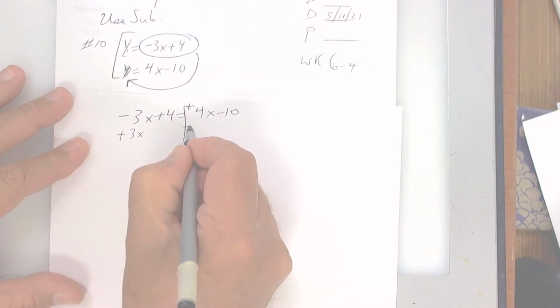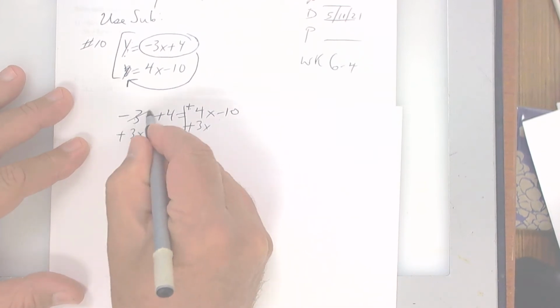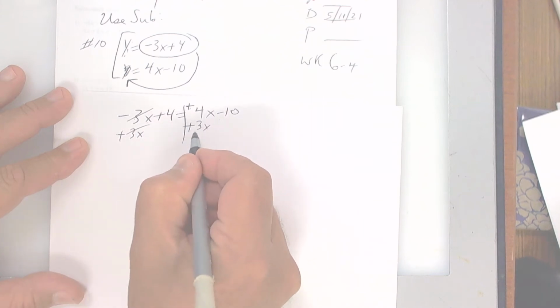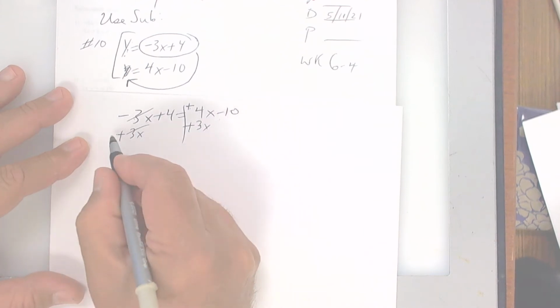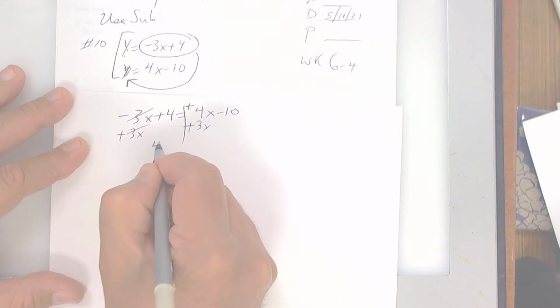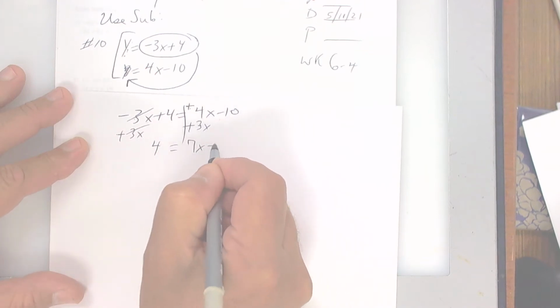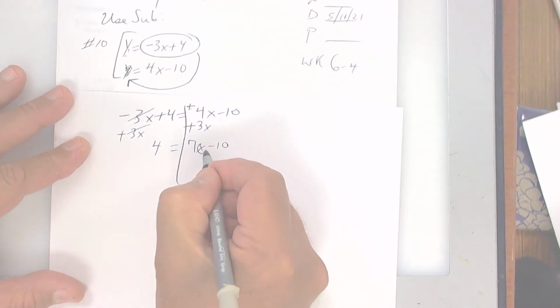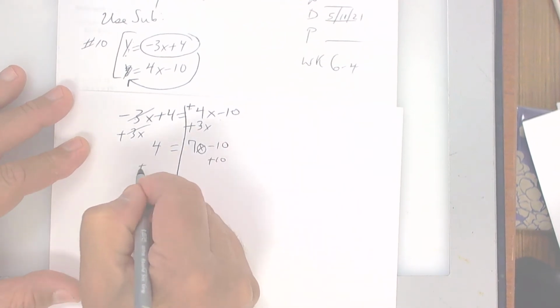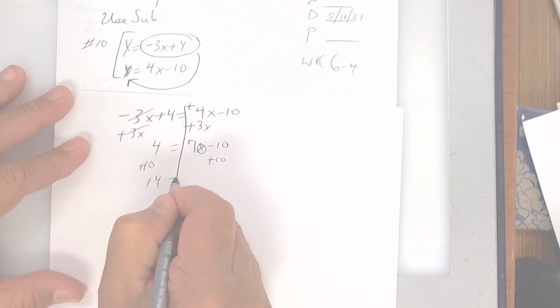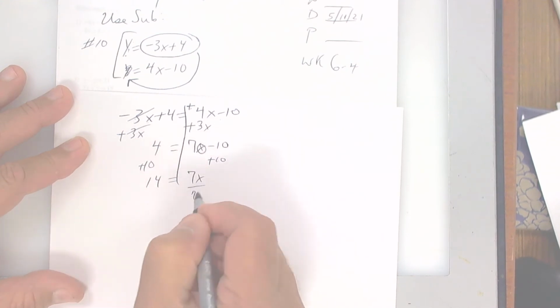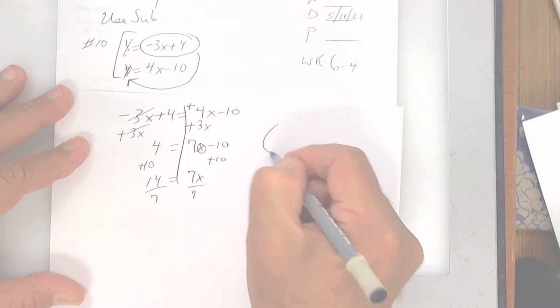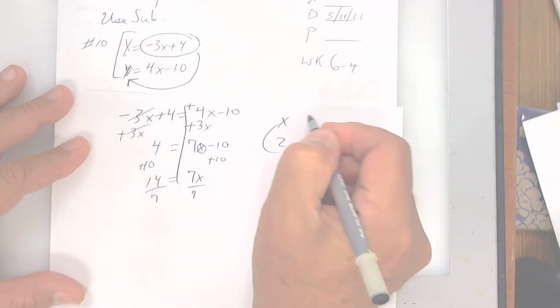It's not the only way to do it. It's just the way that I teach it. And then that way it becomes a positive. You see, you have a positive 7x as opposed to a negative 7x. So I get 4 is equal to 7x minus 10. And now you have a two-step equation, which you should be able to do. So you're going to add 10 to both sides, and that gives you 14 is equal to 7x. You divide by 7, and that gives you x equals 2. So put a 2 for the x position.